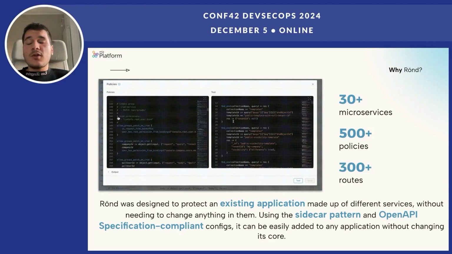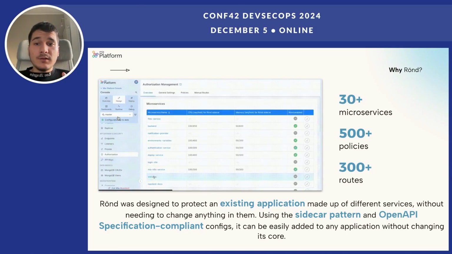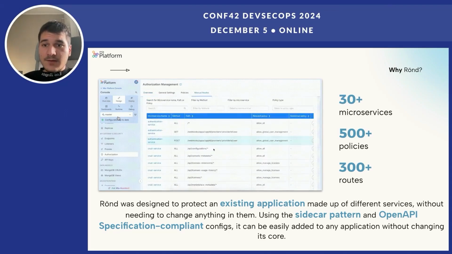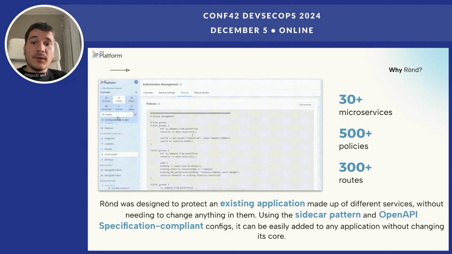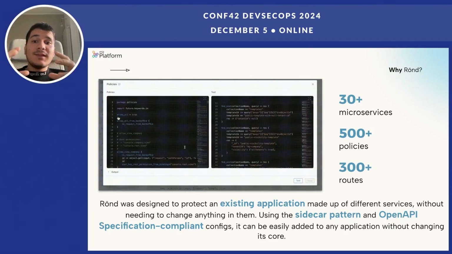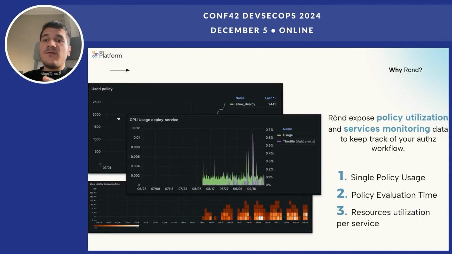Rönd is a project designed to be integrated into existing distributed applications without the need to modify the existing services, thanks to the use of the sidecar pattern and the OpenAPI specification compliant configurations. This design makes it easy to integrate into existing systems. It also exposes various metrics to track the usage of policies, such as the number of times each policy is used and the average evaluation time for them. Additionally, it provides metrics to monitor the resource usage of the sidecar container, including resource utilization at the container level.